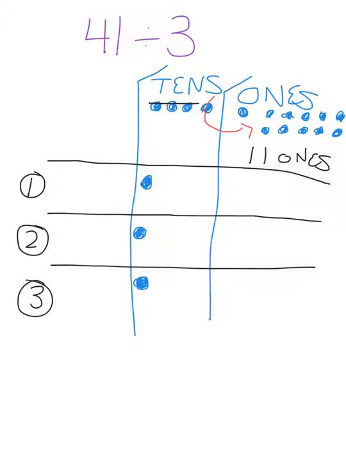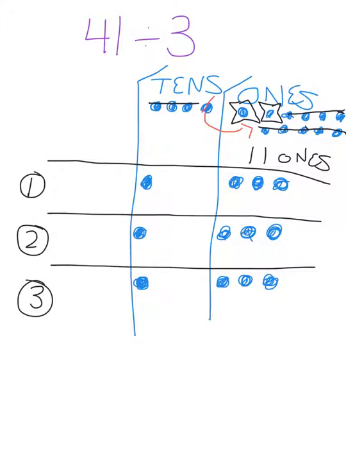How many ones are remaining? Yep, there's 8. And are there enough to distribute again? In this case, yes, we can distribute another 1 to each group. How many are left now? Okay, that's 5. We can distribute again. We will have 2 remaining. This is what a remainder looks like.